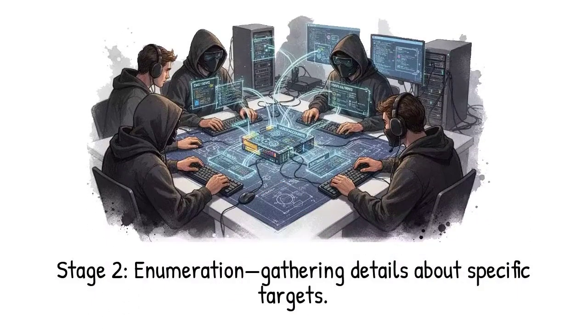Stage 2: Enumeration, digging deeper into the target. Once attackers identify potential weaknesses, they begin enumeration. This is where they gather detailed information about specific systems. They probe servers to identify software versions, user accounts, directory structures, and running services.